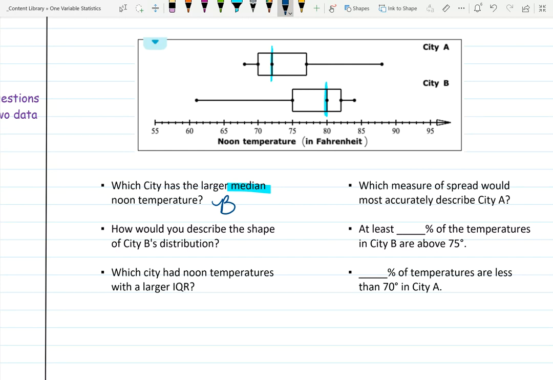How would you describe the shape of city B's distribution? When we're describing the shape, first let's look at our middle half of the data. You can see this is both 25%. However, this side is more tightly clustered. Just by looking at the middle 50, I'm going to say this is skewed left. If I look at the upper 50 versus the lower 50, that is clear as day skewed left. It's the same amount of data on each side, but you can see the spread is much larger in our lower half than our upper half.